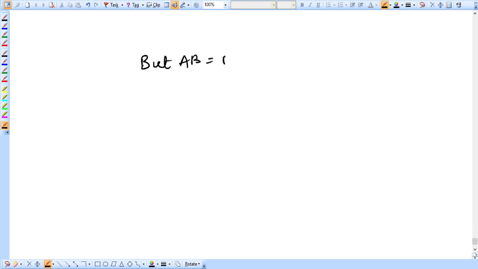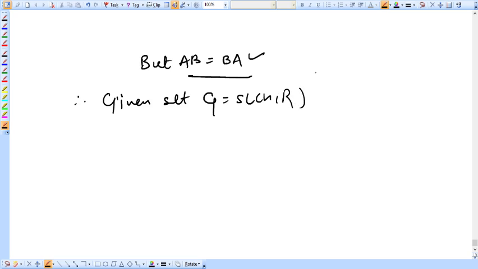But AB is not equal to BA for all the matrices, right? Therefore, the given set G equal to SL(n, R), that is the special linear group, is a non-abelian group under the operation of matrix multiplication. So this was all about the special linear group.